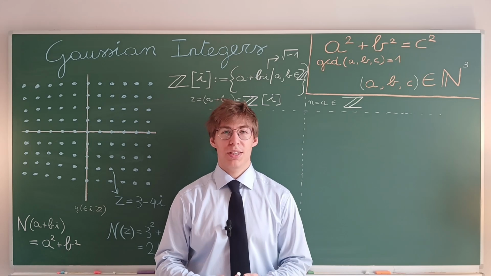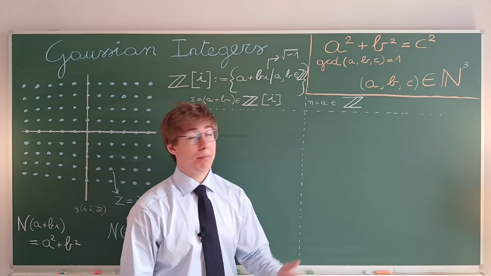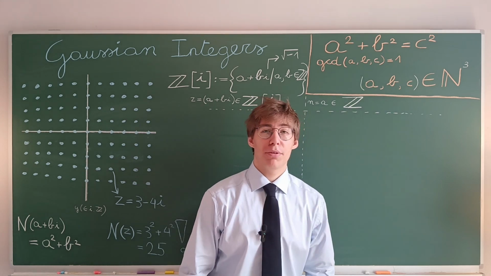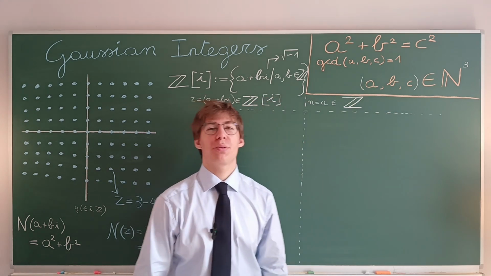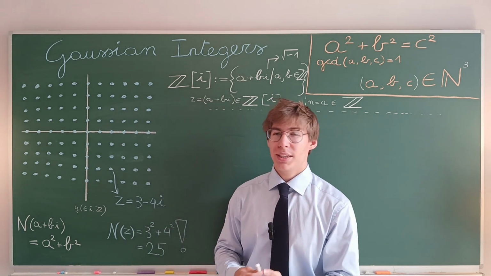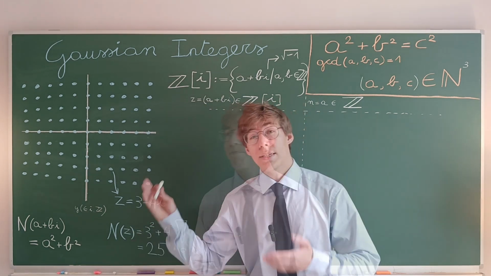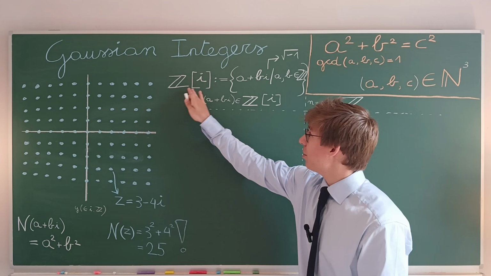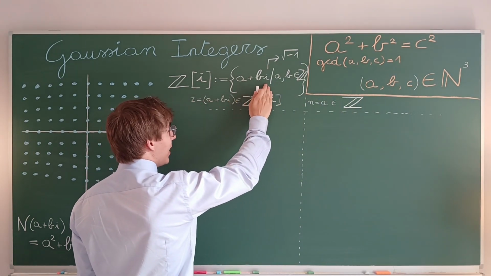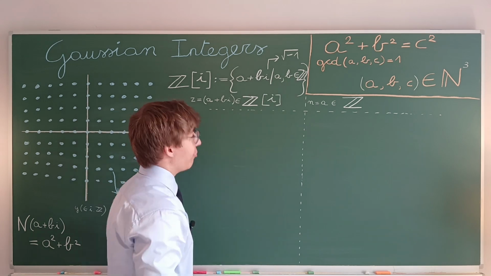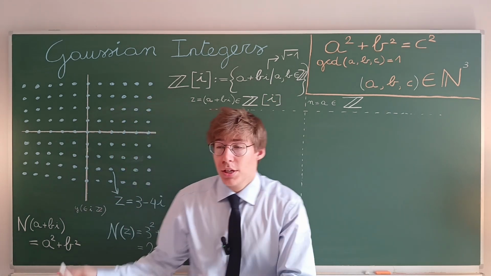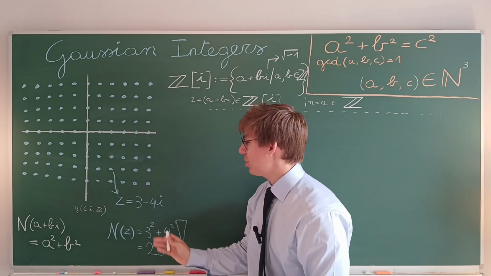Hi everyone! Today we are going to solve for all the Pythagorean triples a, b, c natural numbers such that a squared plus b squared is equal to c squared. But we will do this by using the Gaussian integers. The symbol for this set will be Z[i], and that consists of a plus bi, where i is of course the square root of -1, with a and b integers. So here you can see all the Gaussian integers.